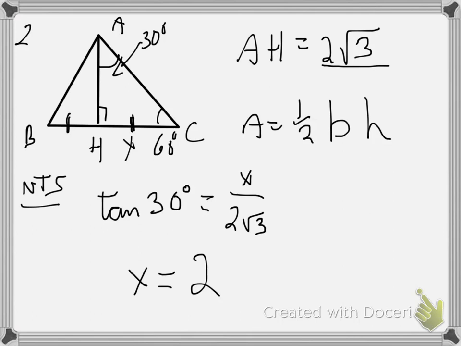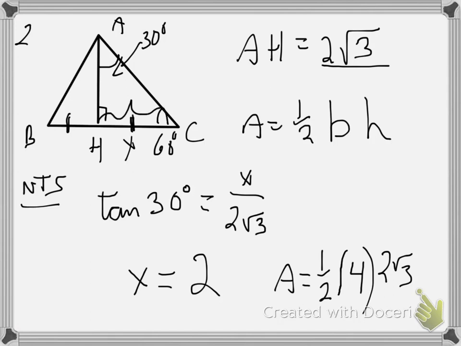So, what we're going to have for the area then, the area equals 1/2 times the base, which is 4, times 2 square roots of 3. And why is the base 4? Because remember, half of this was 2. That would make the other half 2 as well. 2 plus 2, still 4. So the area is 4 times the square root of 3. Okay.